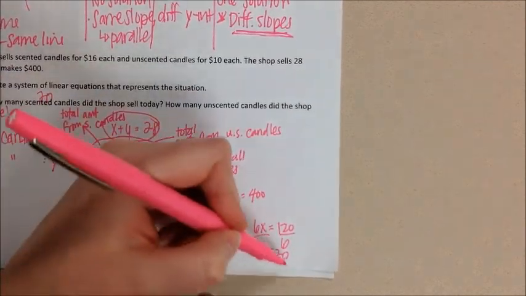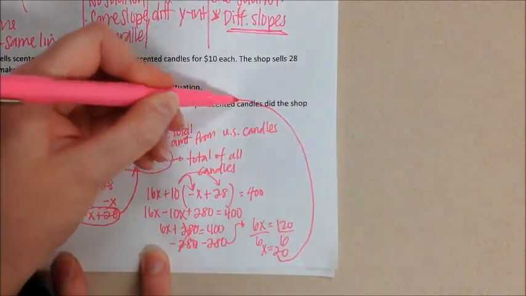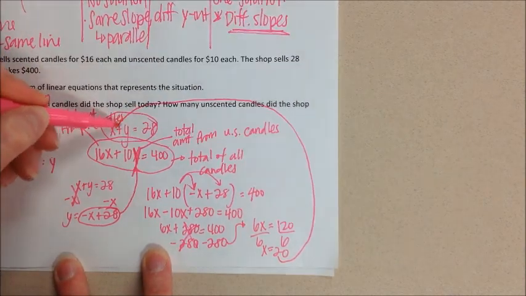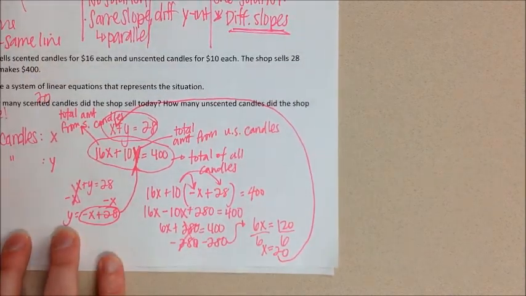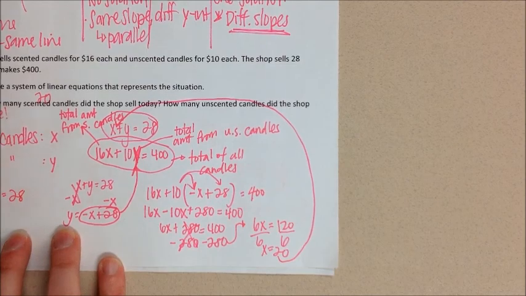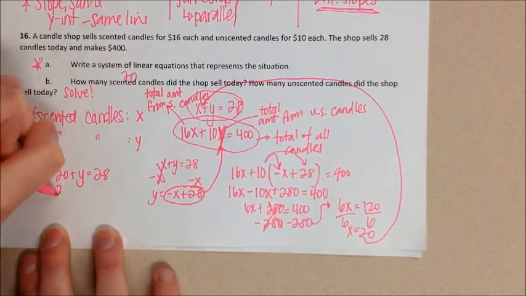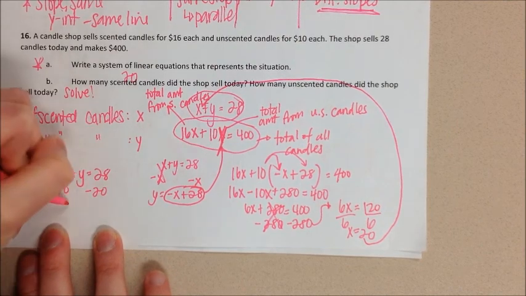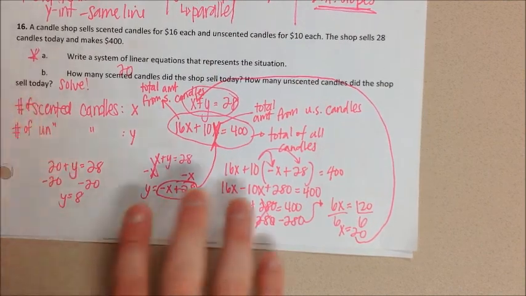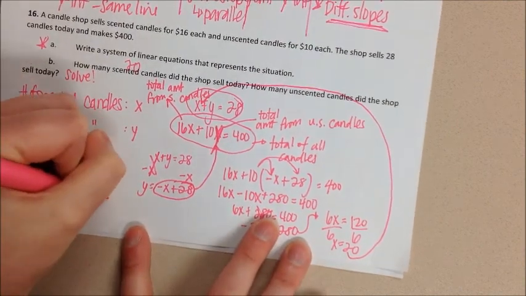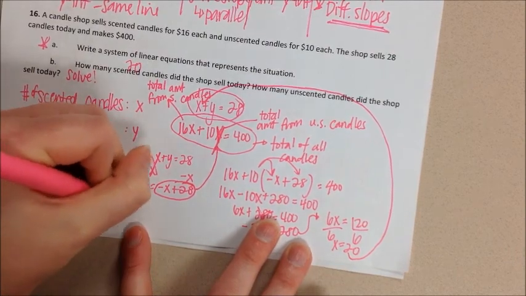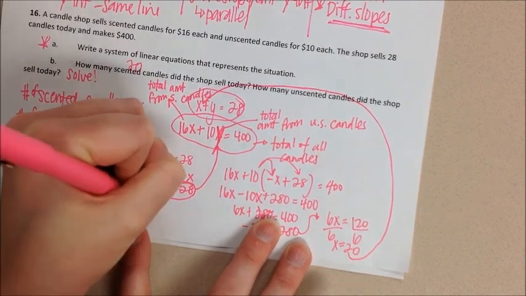Okay, so now I'm going to take this and plug it way back up in here. So that I have 20 plus y equals 28. So then to solve for y, I'm going to subtract 20 on both sides, so I get y equals 8. So there were 20 scented candles and 8 unscented.